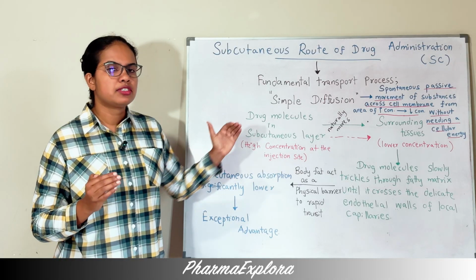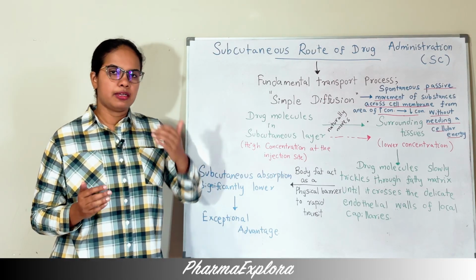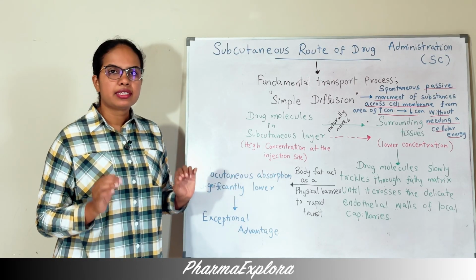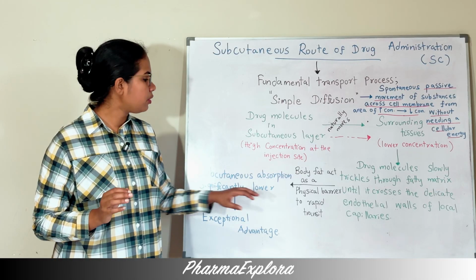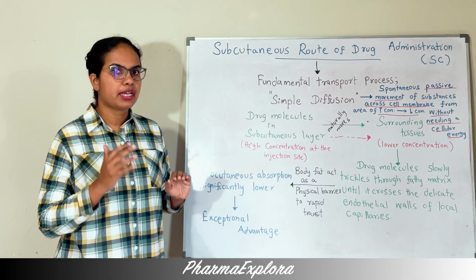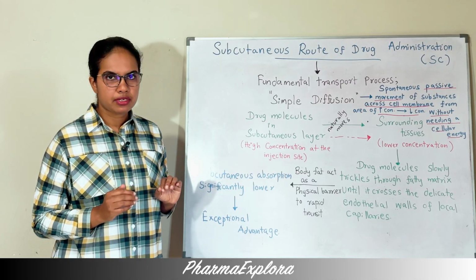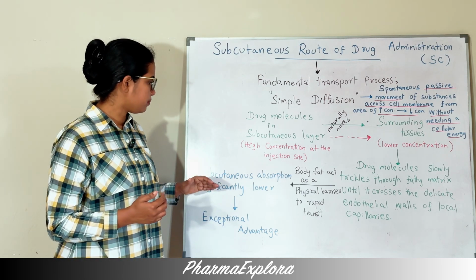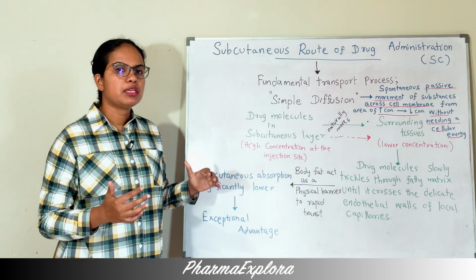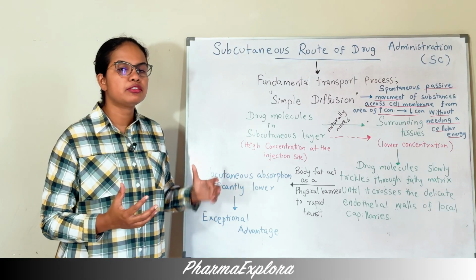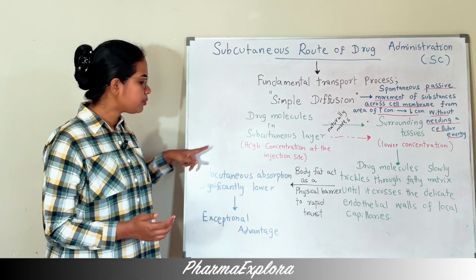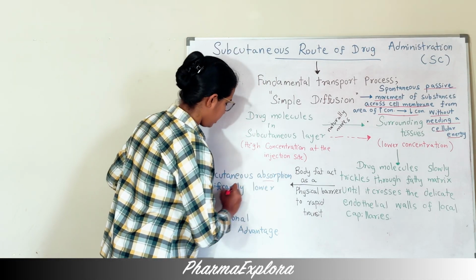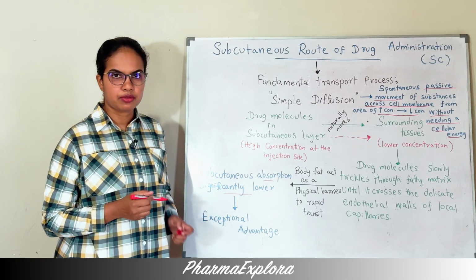That's how these drug molecules enter the systemic circulation. So you can see this body fat acts as a physical barrier to the rapid transit of these drug molecules into the systemic circulation. That is why, for drugs given through the subcutaneous route, the absorption is significantly lower.